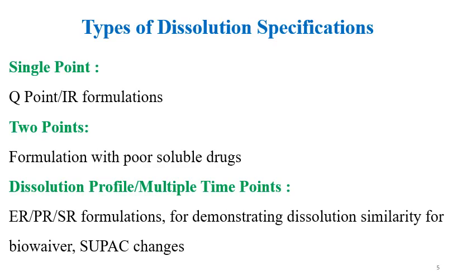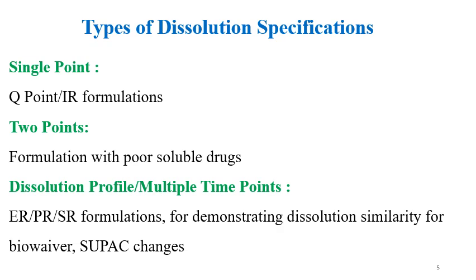There are different types of dissolution specifications like Q point specification or single point dissolution specification. It may also be 2 point or multiple points, or it might be a dissolution profile. So know your product design, know the requirements of the regulatory agencies, and then provide the dissolution specification. Q point specification is generally given for immediate release formulations.